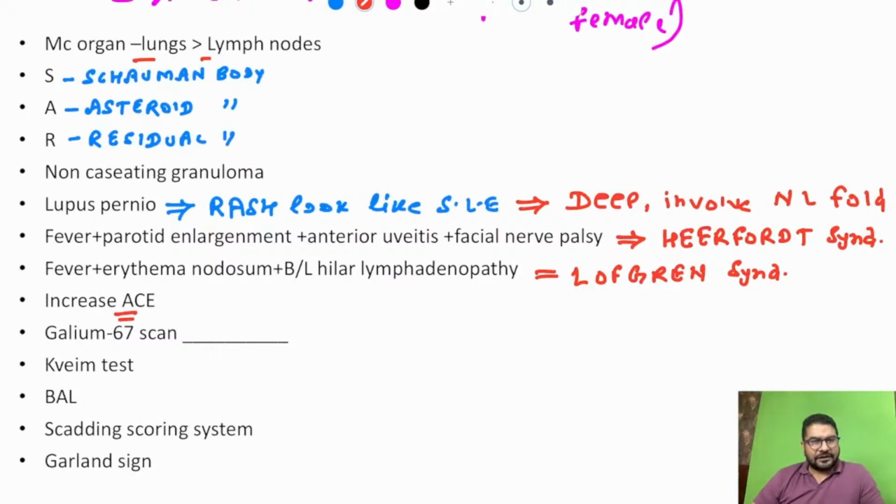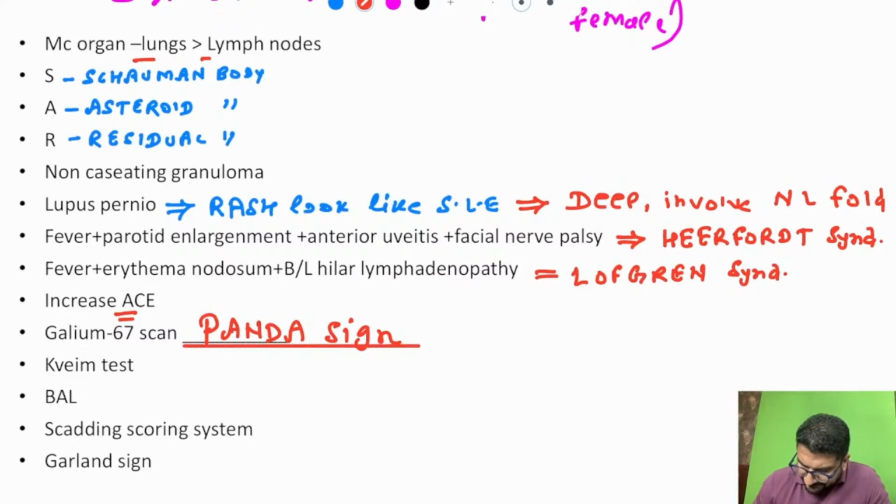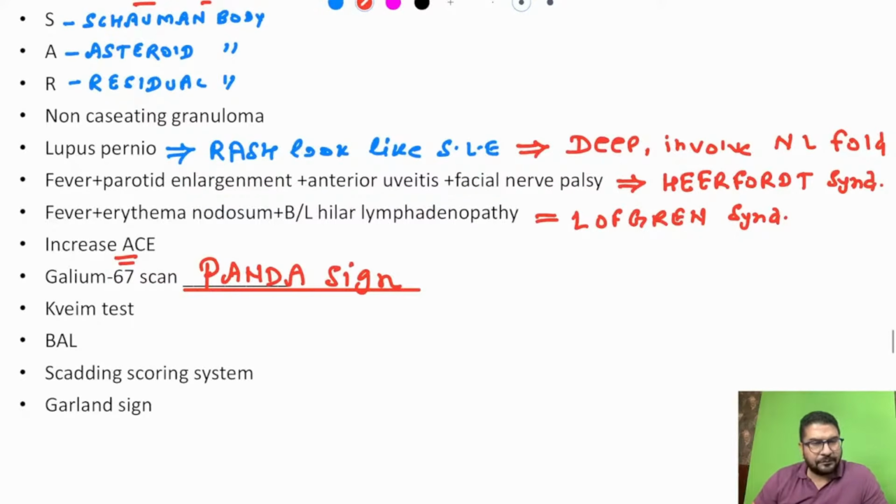Gallium scan अगर आप कराओगे, we call this gallium 67 scan. So in gallium scan you will find panda sign. Then we can do Kveim test, then we can do BAL. BAL means bronchoalveolar lavage. So in BAL you will find CD4 to CD8 ratio.